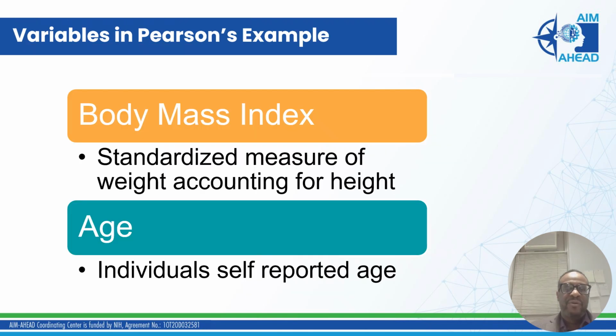In this example, our first variable is body mass index, which is a standardized measure of a person's weight while also accounting for their height. Values above 30 are considered obese. The second variable in this example is a respondent's self-reported age.